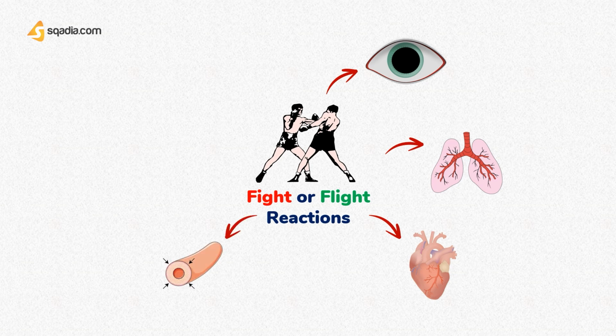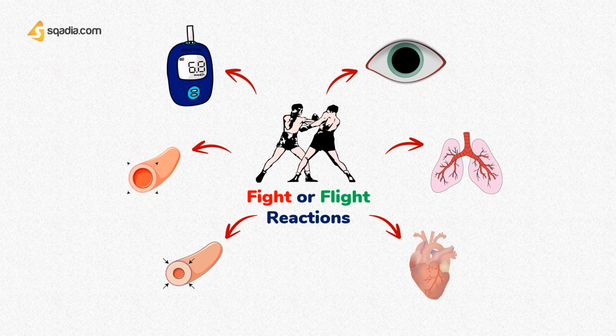4. Vasoconstriction in skin and viscera and vasodilatation in skeletal muscles, appropriate redistribution of blood to muscles. 5. To provide extra energy, glycogenolysis is stimulated and the blood glucose level increases. The gastrointestinal tract and urinary bladder relax.